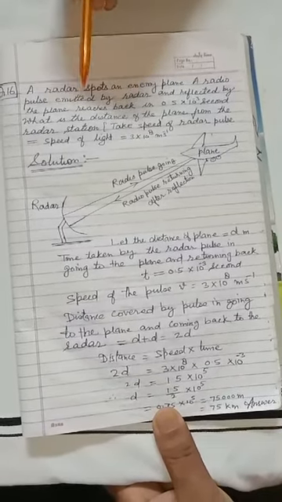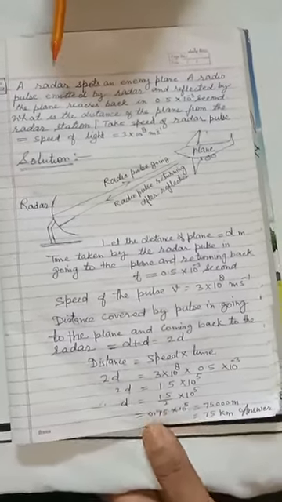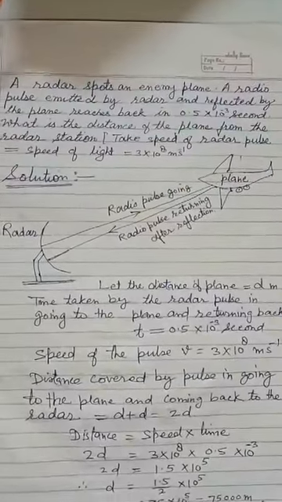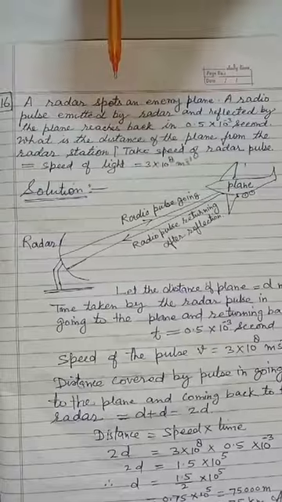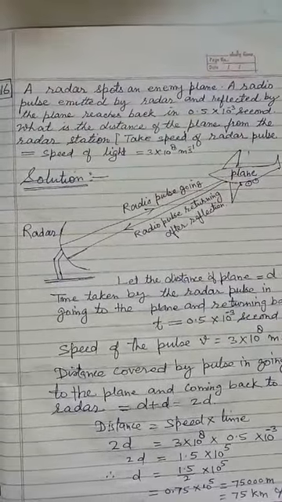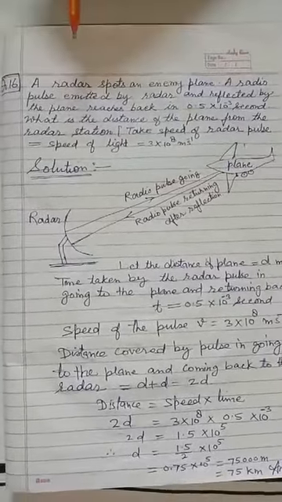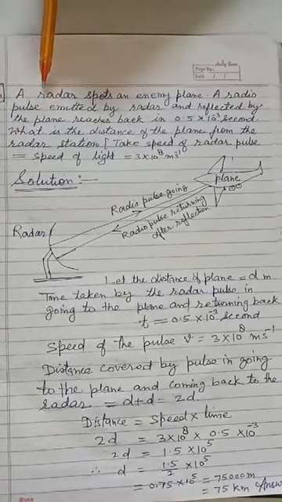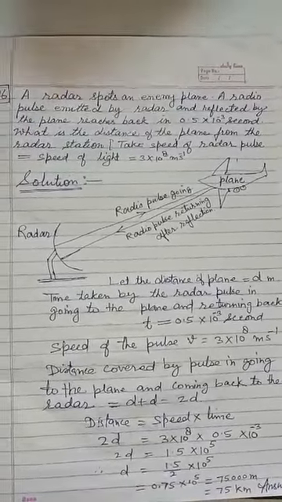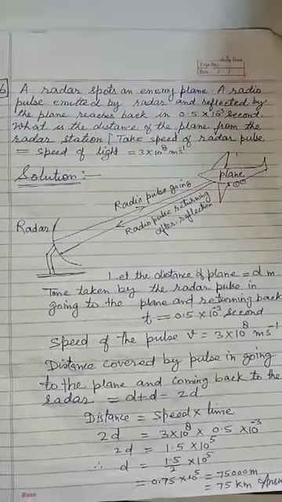Radar is a device which is used to detect a distant object coming towards it. So suppose an enemy plane, an aeroplane of the enemy country, is coming towards the radar. This device detects the planes coming towards it by sending radiations.